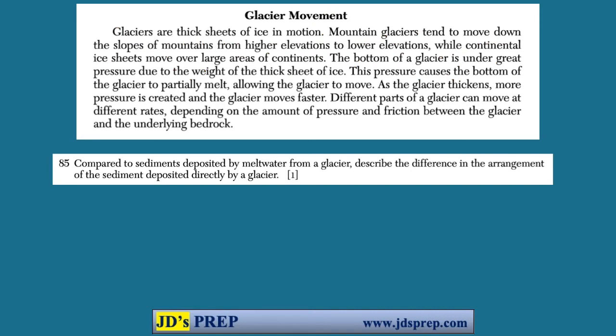And lastly, compared to sediments deposited by meltwater from the glacier, describe the difference in the arrangement of the sediment deposited directly from a glacier. If we have sediments deposited by meltwater, those sediments are going to have been carried by flowing water, and those sediments will be sorted according to their size. We don't see that with direct deposition from a glacier. So we're just going to see unsorted sediments. That's going to be one of the largest differences.